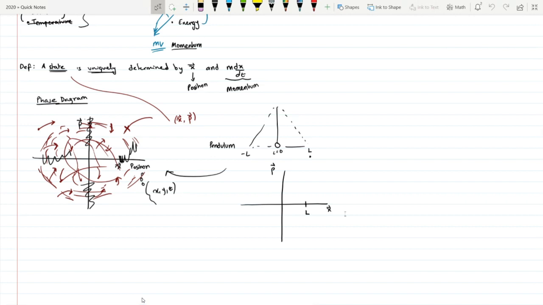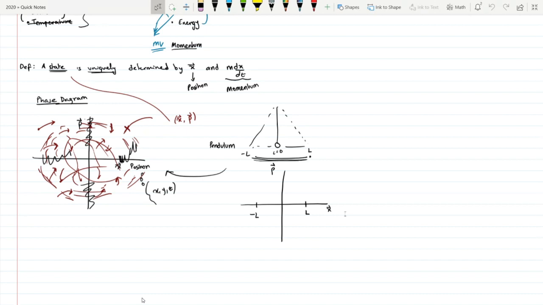It's going to move all the way to minus L at some point of time, right? And it's going to carry the same momentum. Let's assume there's no air resistance. What it's going to do is go from one side to the other, then switch to the opposite momentum, come back, and this process continues indefinitely.